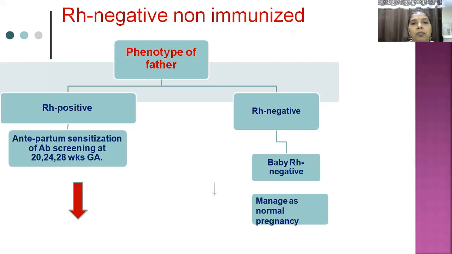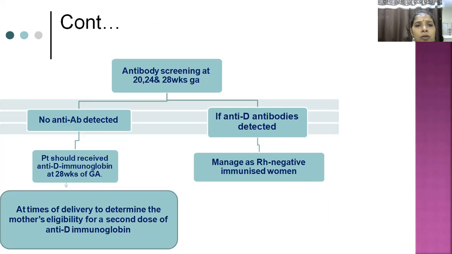Rh negative non-immunized: the phenotype of the father is determined. Whenever an Rh negative pregnant mother comes, we have to determine the phenotype of the father. If the father is Rh positive, do antepartum antibody screening at 20, 24, and 28 weeks. But if he is Rh negative, the baby is also definitely Rh negative, so manage as a normal pregnancy. If the husband is Rh positive, do antibody screening at 20, 24, and 28 weeks.